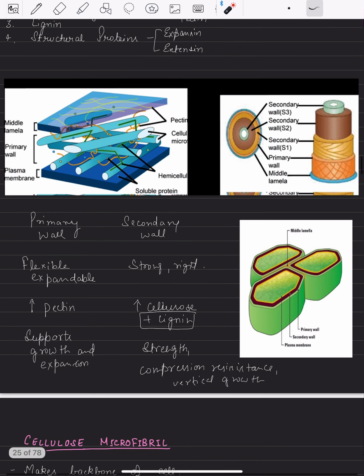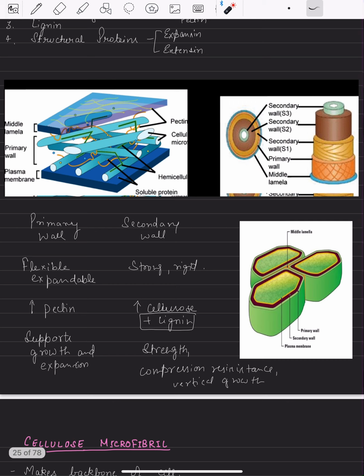Here you can see a basic difference. The primary wall is of course flexible as well as expandable. The secondary is strong and rigid. The primary is rich in pectin. The secondary is rich in cellulose, and one more thing is present, lignin. The primary cell wall is particularly responsible for growth and expansion. The secondary is responsible for strength, as I already mentioned.